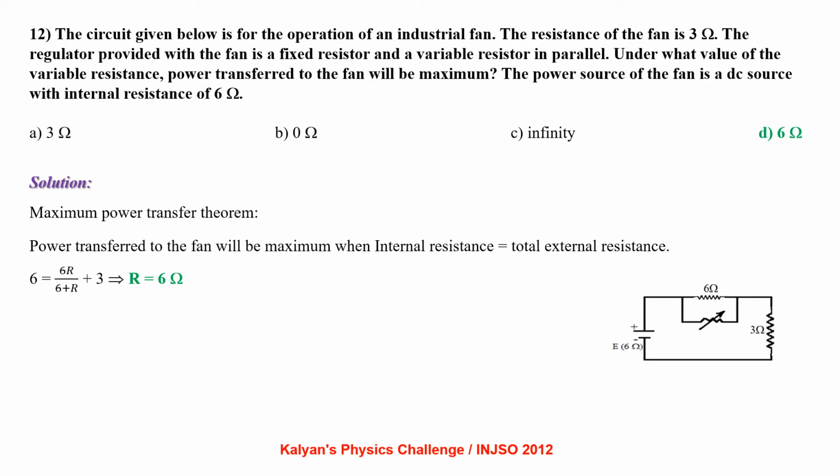Here we need to apply maximum power transfer theorem. Power transfer to the fan will be maximum when the internal resistance of the battery is equal to total external resistance. So 6 equal to 6R by 6 plus R, plus 3, from which we get a variable resistance value as 6 ohm.